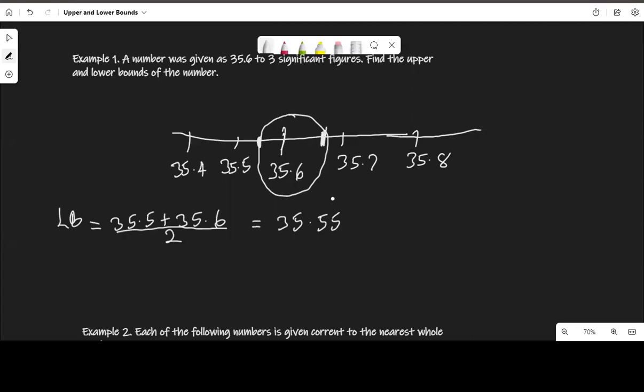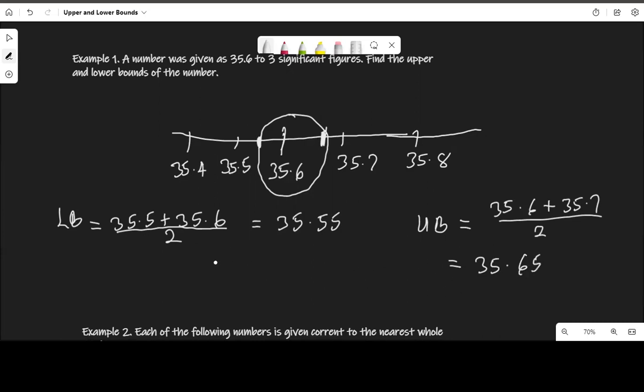How do we get that number? We take the average of 35.6 and 35.7. So upper bound, let me call it UB, will be 35.6 plus 35.7 and divided by 2. Let's do that. 35.6 plus 35.7 divided by 2 is 35.65. So this is the lower bound and this is the upper bound.